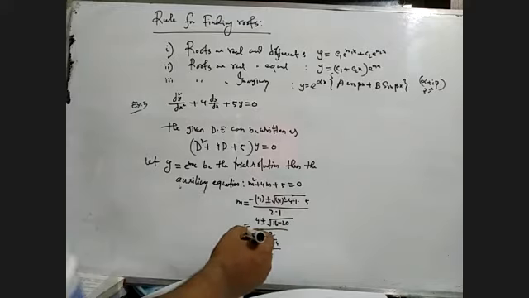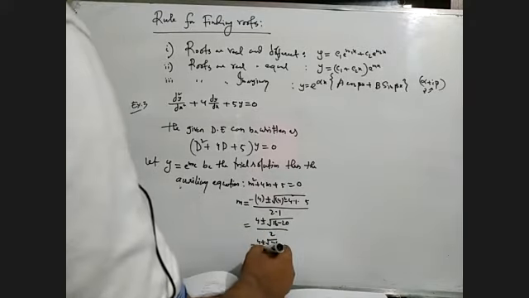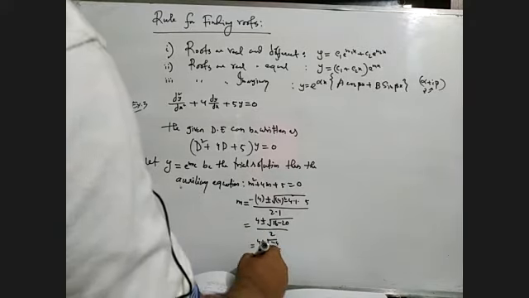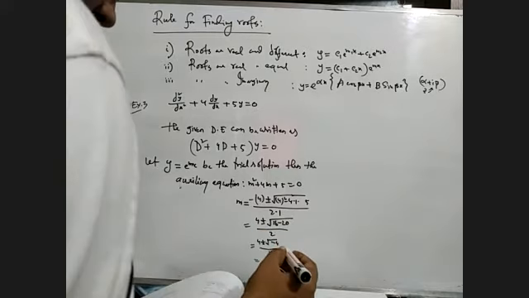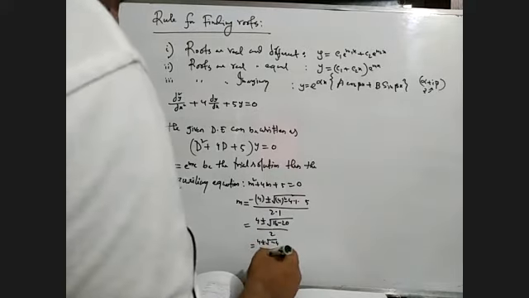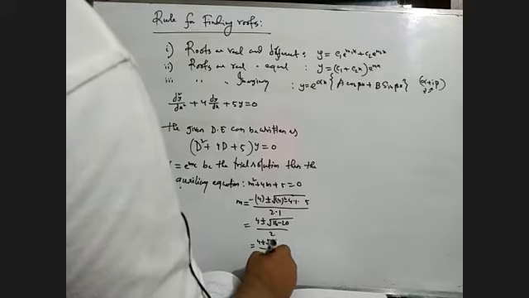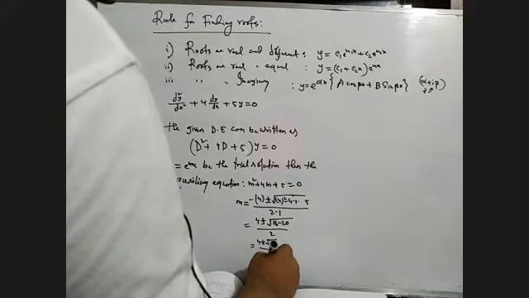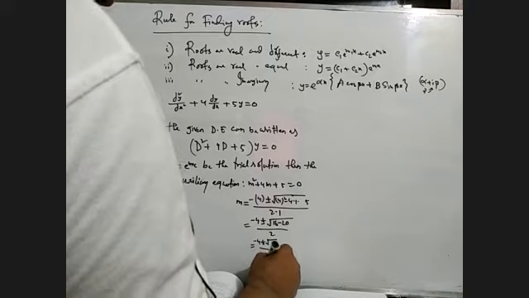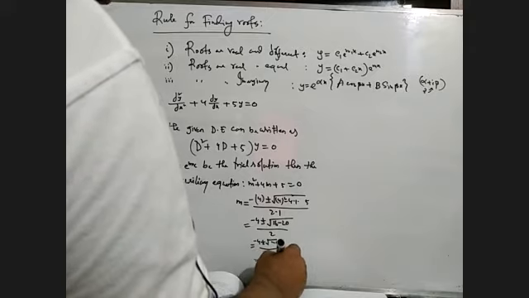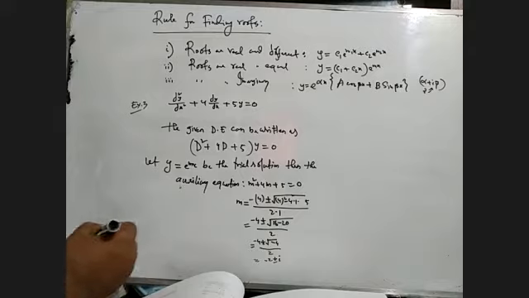So from this we get square root of minus 1, and minus 1 is i square, from the properties of complex numbers. So we get m equals minus 2 plus minus i.